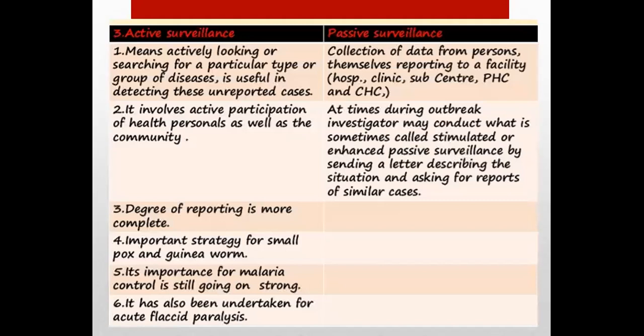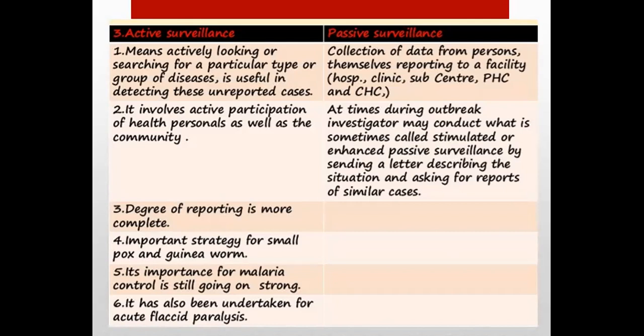If we see the gross difference between active and passive surveillance, active surveillance is actively looking or searching for a particular disease, whereas passive surveillance is collection of data from persons themselves reporting to a facility, which includes hospital, clinic, sub-center, primary healthcare center, and community health center. Active surveillance includes active participation of health workers as well as the community. The degree of reporting is more complete in active surveillance. It is an important strategy for malaria control, which is still going strong. It has also been undertaken for acute flaccid paralysis.